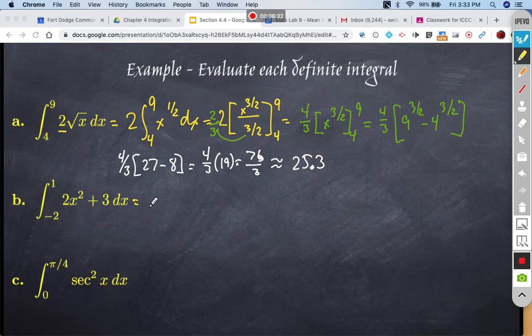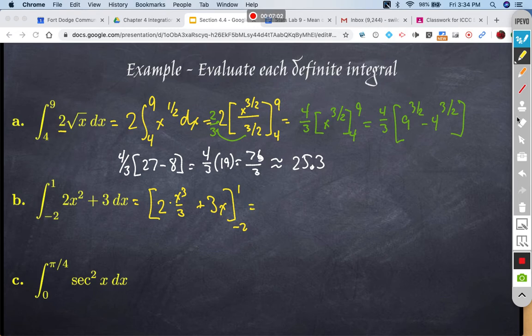Second problem, we're just going to dive right into this. Because of the 2x squared, we can do the antiderivative. We have 2 times x to the 3rd over 3, plus the antiderivative of 3, which is 3x. Again, I don't care about the constant. I'm evaluating this from -2 to 1. I could break those up into the two different ones, but polynomials are easy enough to do.